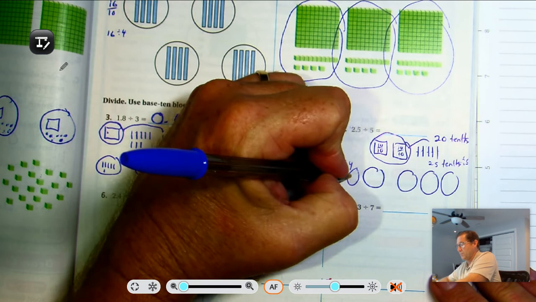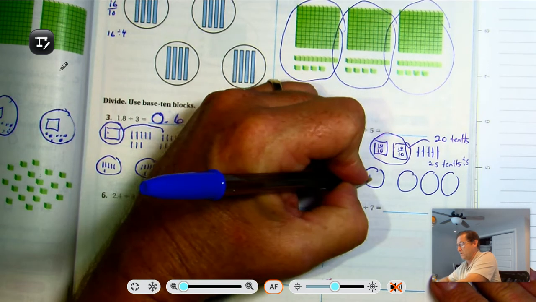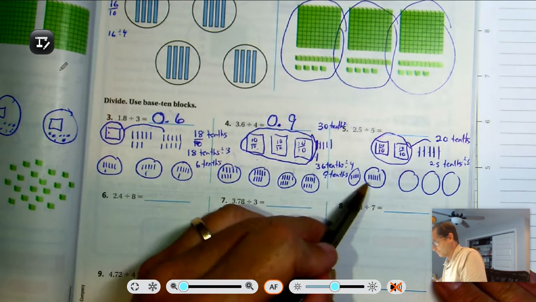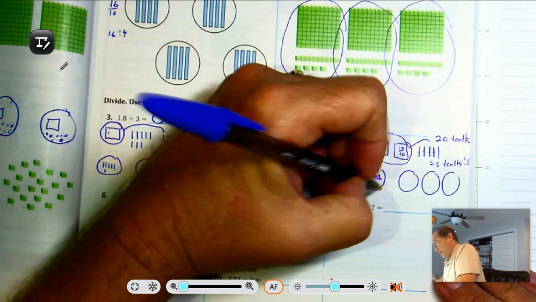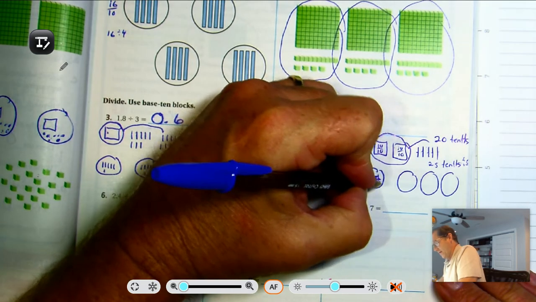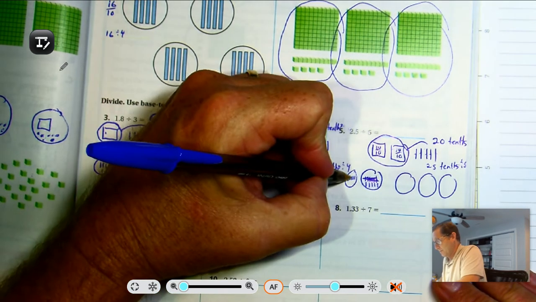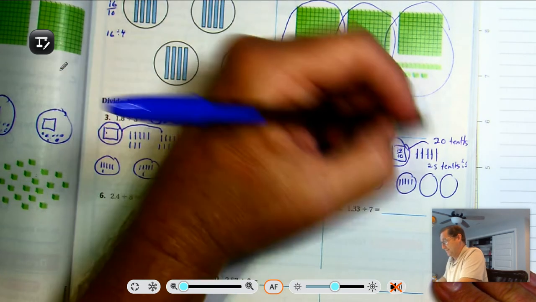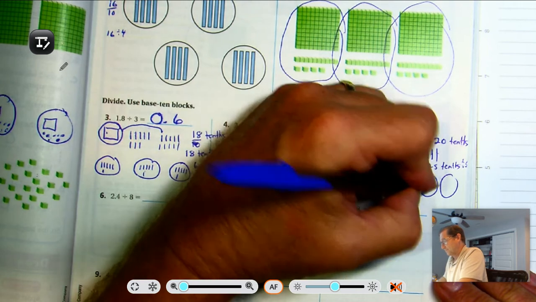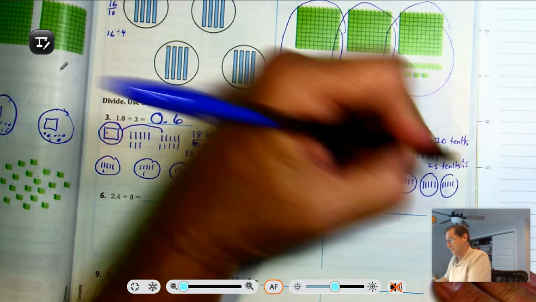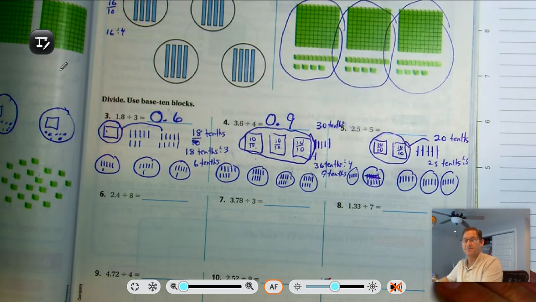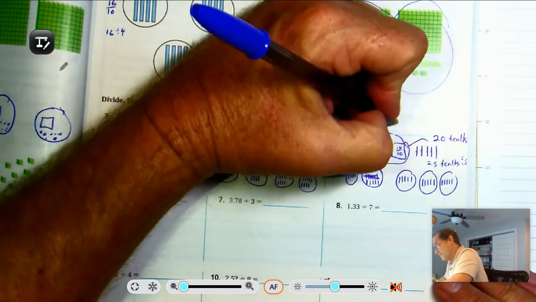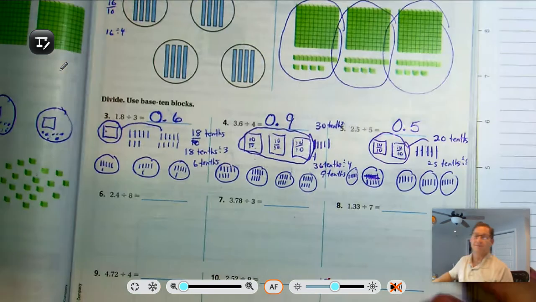Well, I should be able to put 5 in each group. 1, 2, 3, 4, 5. That's 10. Well, apparently I don't know how to make 5. 1, 2, 3, 4, 5. 10. 15. 20. 25. 25/10 shared with 5 groups, we have 5/10 in each group.